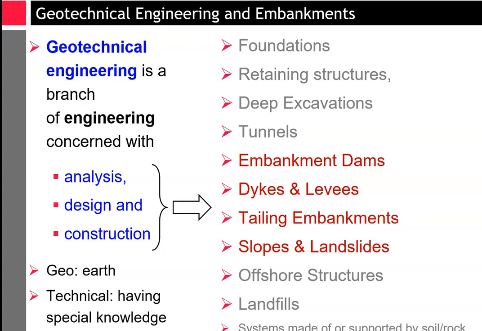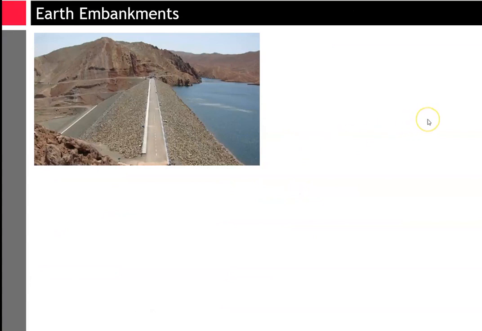Also, the knowledge that we will learn through this course will be helpful for analyzing and designing slopes, natural and man-made slopes as well. So we have different types of embankment systems in practice. For example, in this case, we have an earth embankment made of rock-fill materials for water storage.